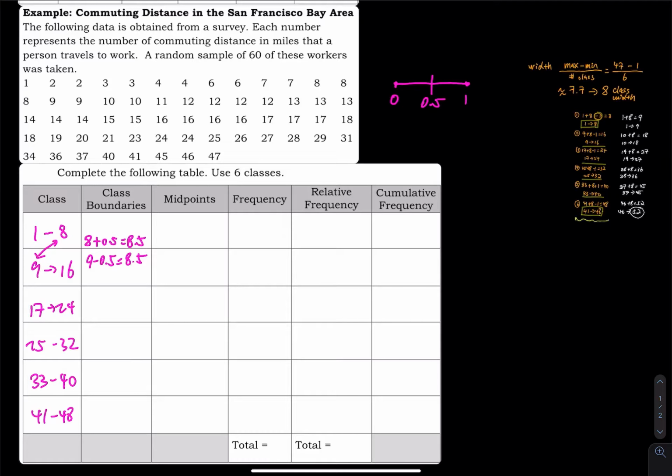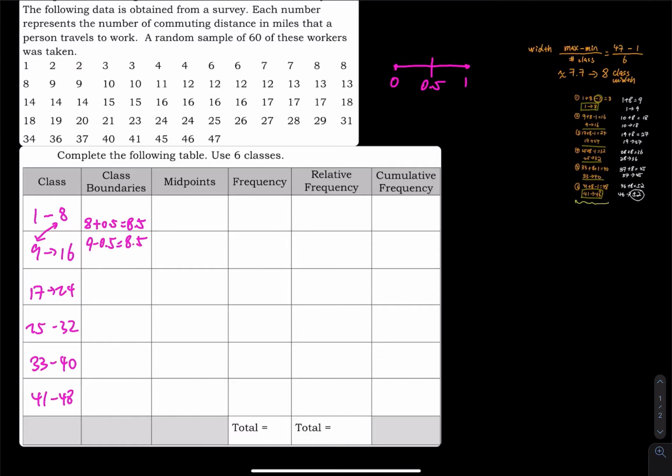All right, so for the class boundary, this is what you have to do. Take the lower limit, which is 1. 1 minus 0.5 equals 0.5. And then take the upper limit, 8. 8 plus 0.5 equals 8.5. And then 9 minus 0.5, 16 plus 0.5.